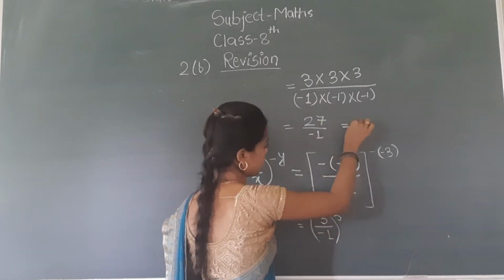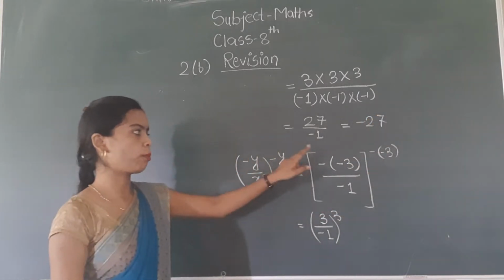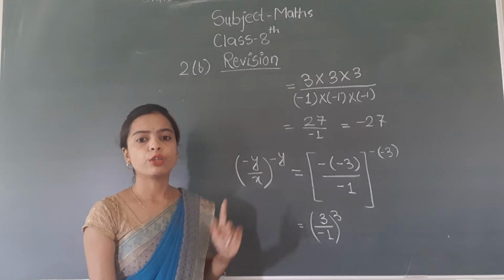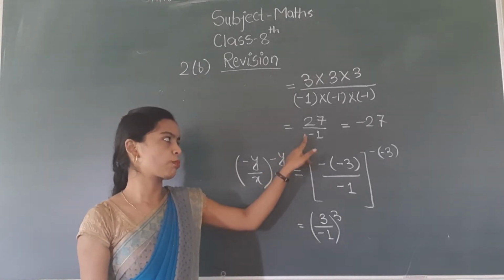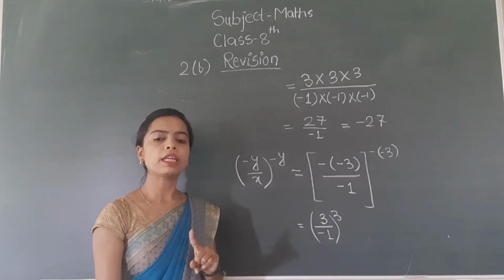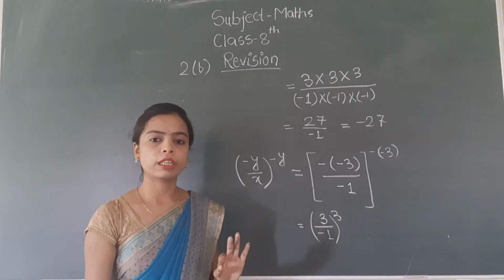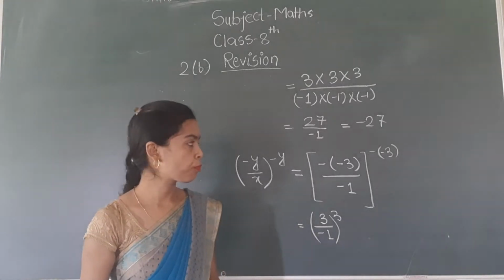So your final answer is minus 27. When there is a 1 in the denominator you can skip it, but you have to keep the minus symbol, so we give it to the numerator. When there is a 1 with a minus symbol, you can give it to the numerator or the denominator; it will mean the same.